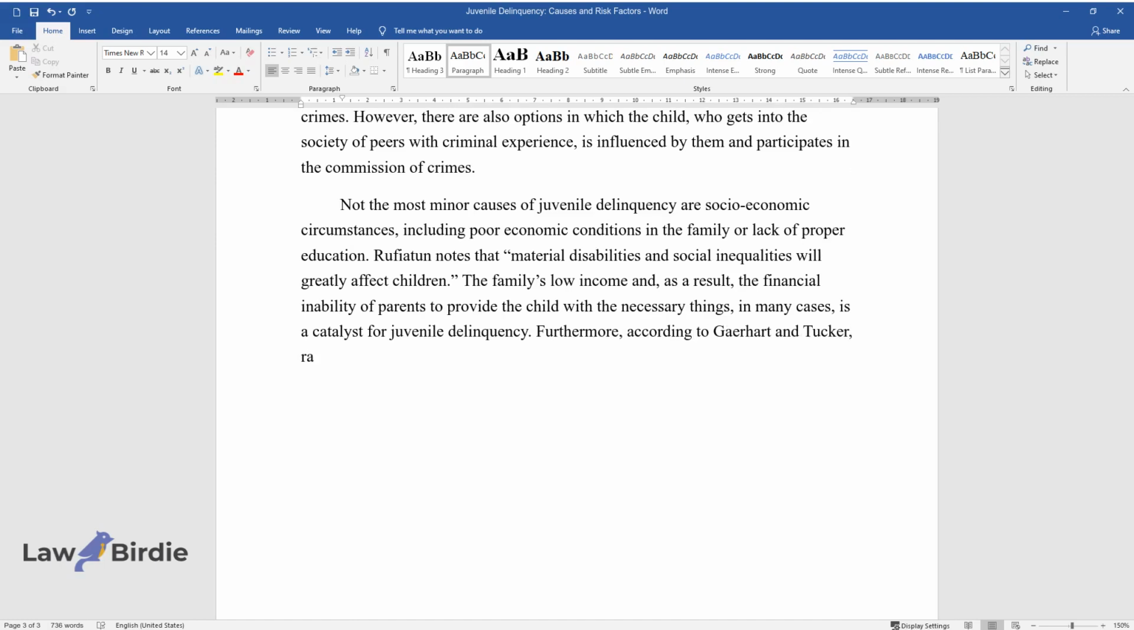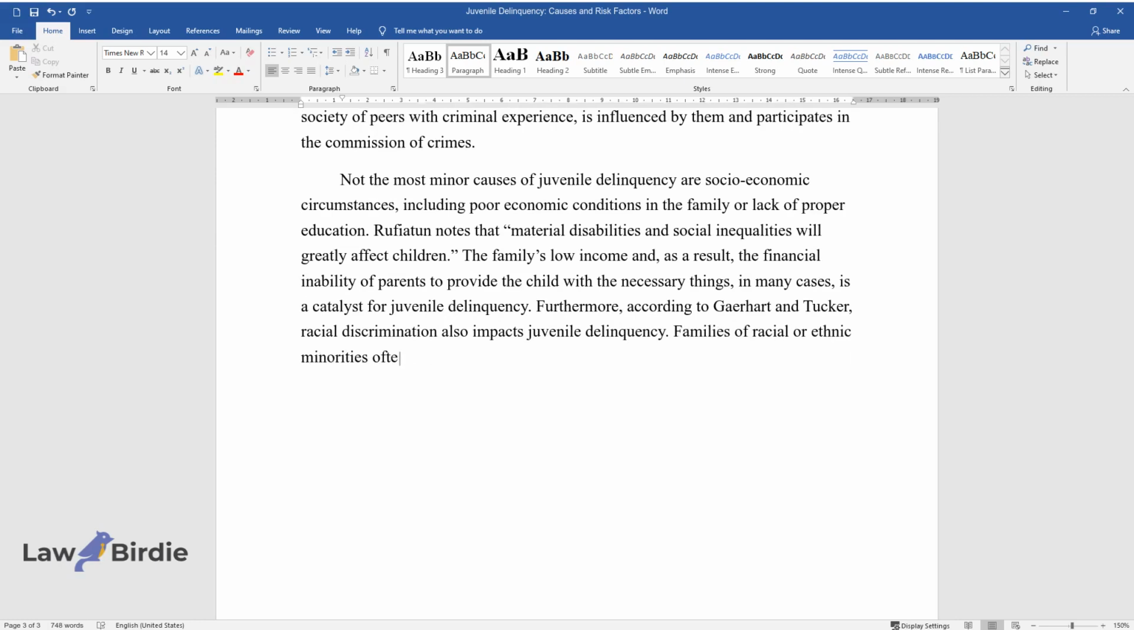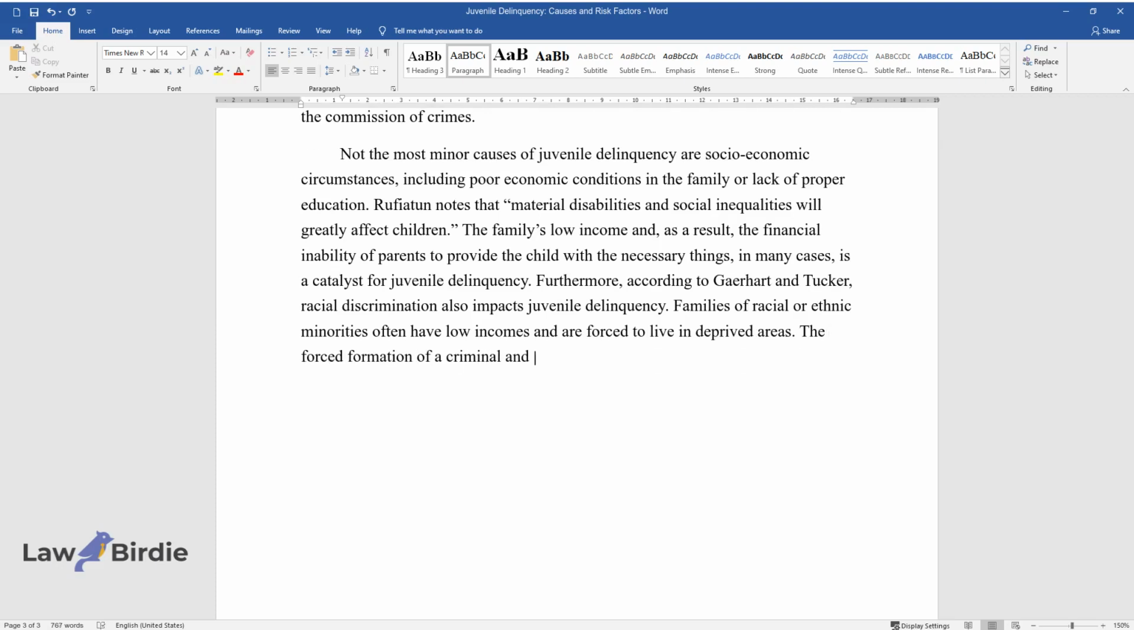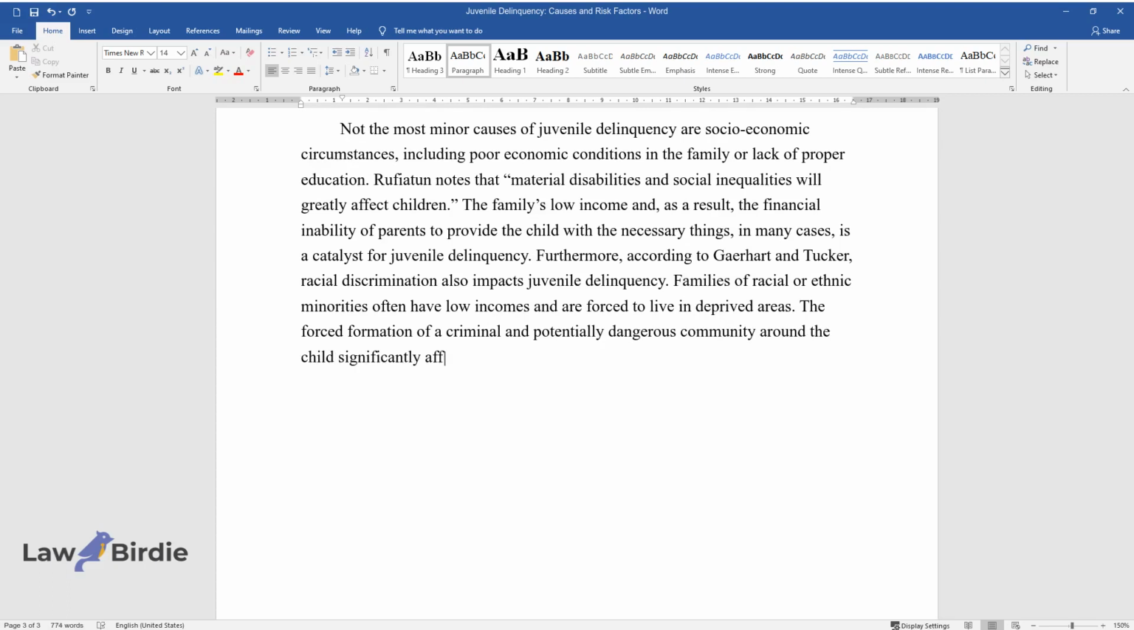Furthermore, according to Gaerhart and Tucker, racial discrimination also impacts juvenile delinquency. Families of racial or ethnic minorities often have low incomes and are forced to live in deprived areas. The forced formation of a criminal and potentially dangerous community around the child significantly affects its socialization and values formation.